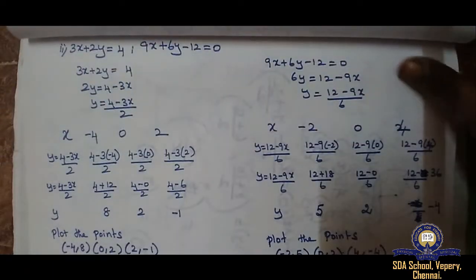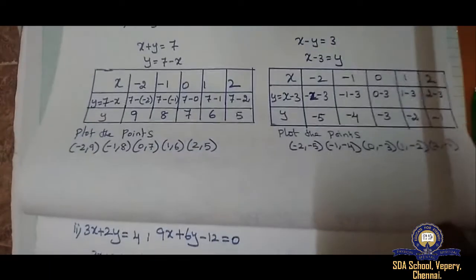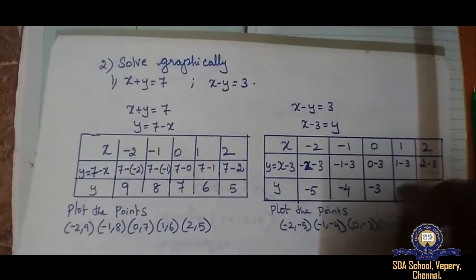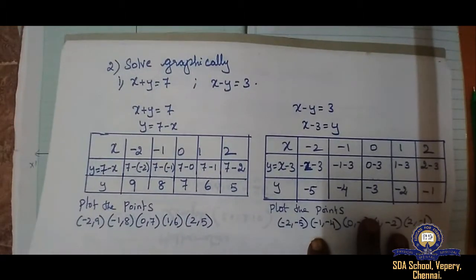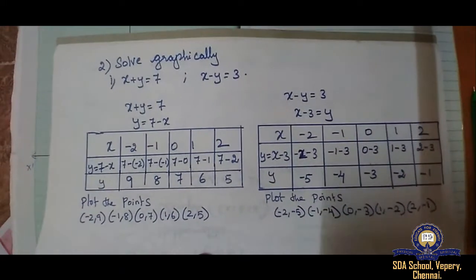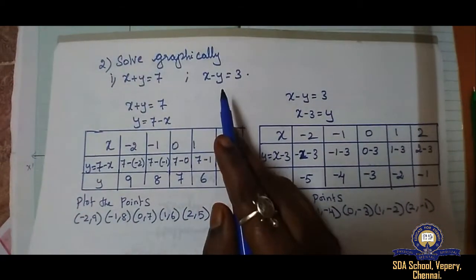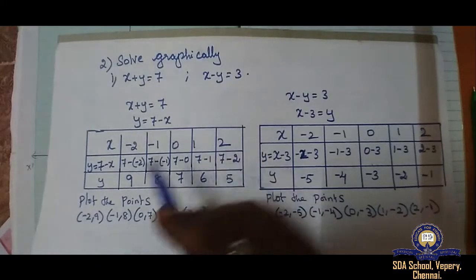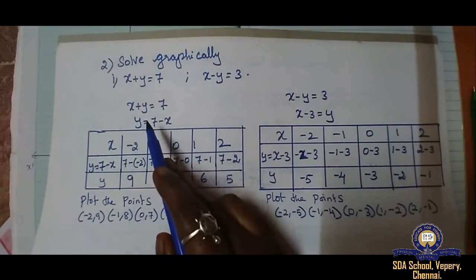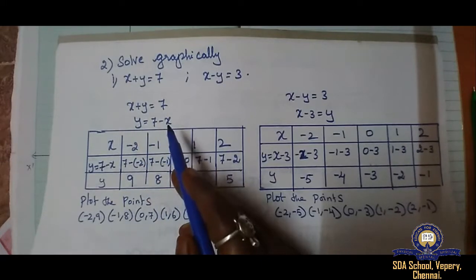In second Roman letter, we have two equations. Solve graphically. X plus y is equal to 7 and x minus y is equal to 3. So these are the two equations which is given in the question. So we are supposed to find out y is equal to. We are supposed to change the equation into y is equal to.